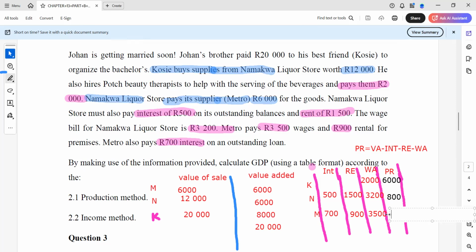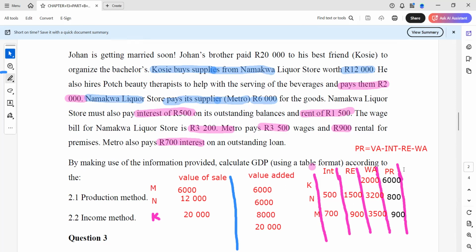And then for Metro suppliers, we're going to say also 6,000, this one over here, minus 700, minus 900, minus 3,500. And then you're going to get 900, right?